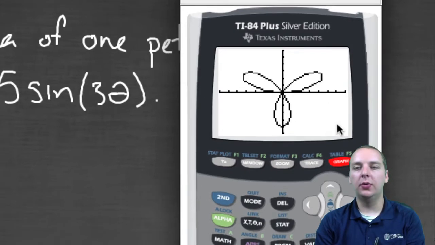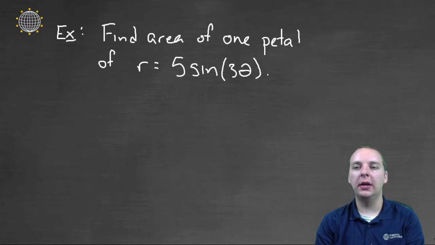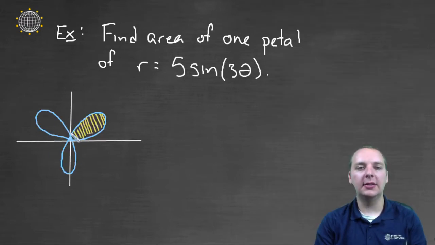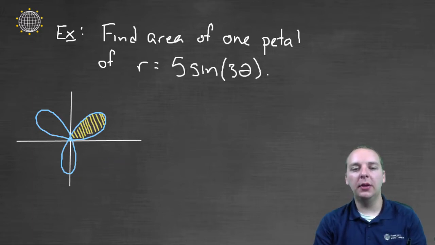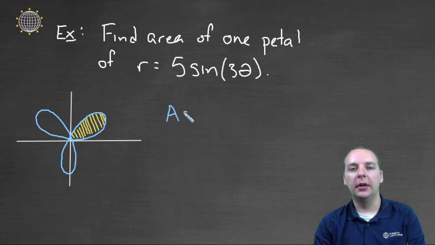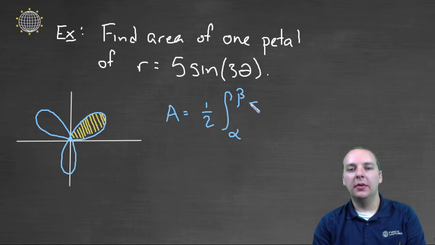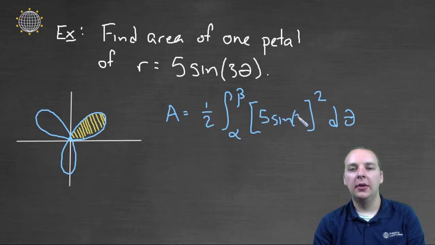So let's come back over to our page here where we're working. Here I went ahead and sketched out what this looks like. Let's say we want to find the area of this petal. The 3 are symmetrical. They all have the same amount of area, so it doesn't really matter which one we use. One of the biggest things we have to decide is, in the formula for the area, 1/2 integral from alpha to beta of the function of theta squared d theta, where the function of theta is 5 sine 3 theta.